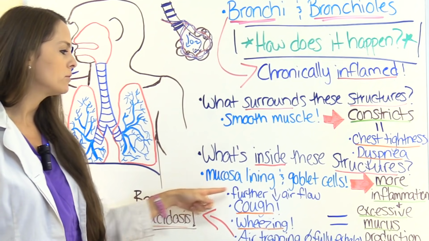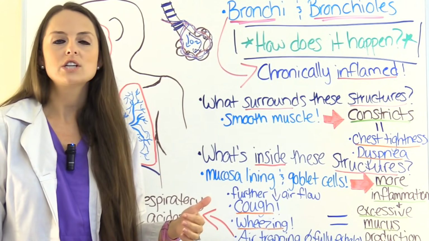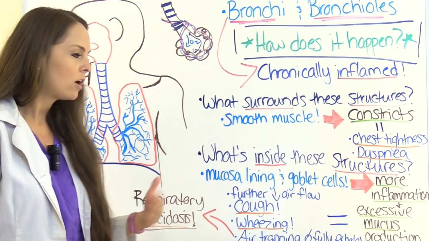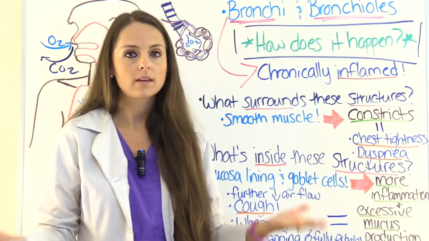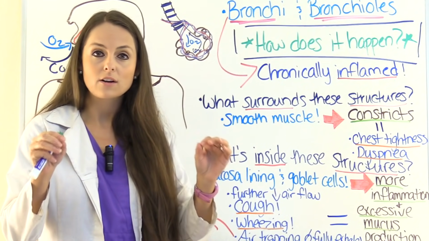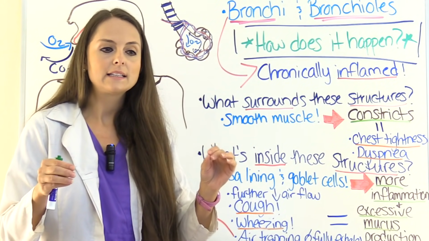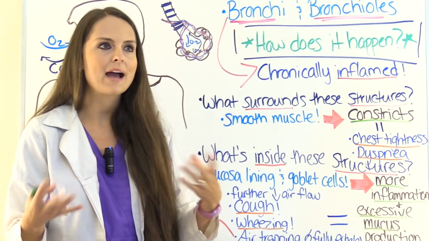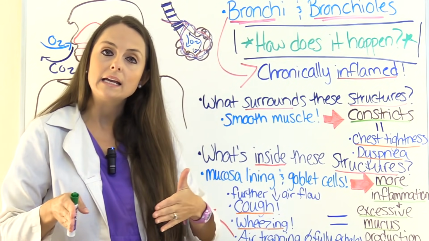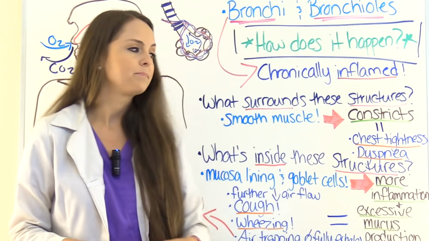Now, let's think about what's inside these structures, the bronchi and the bronchioles. Well, we have a mucosa lining, which has these special cells in it called goblet cells. Goblet cells are really helpful because whenever we breathe in, the goblet cells produce mucus, which collects the irritants that we breathe in, the bacteria, things like that, and prevents them from going any further in our airway.